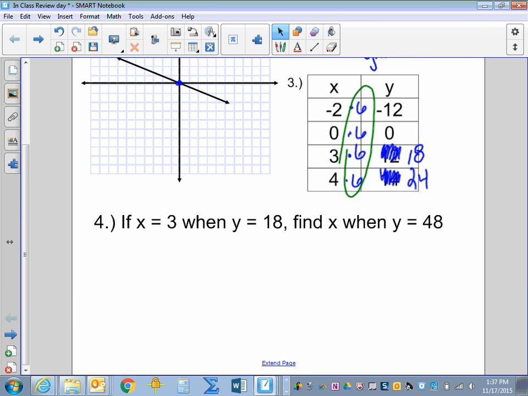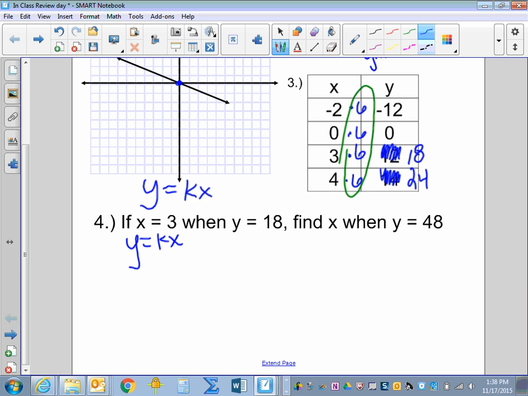Alright, let's take a look at number 4. You had more problems like this on your homework. This is a more common one. For this to be direct variation, we start off with the equation y equals k times x. You have a problem just like this on your mini quiz that you're about to take. So if I have y equals k times x, it says x is 3 when y is 18.